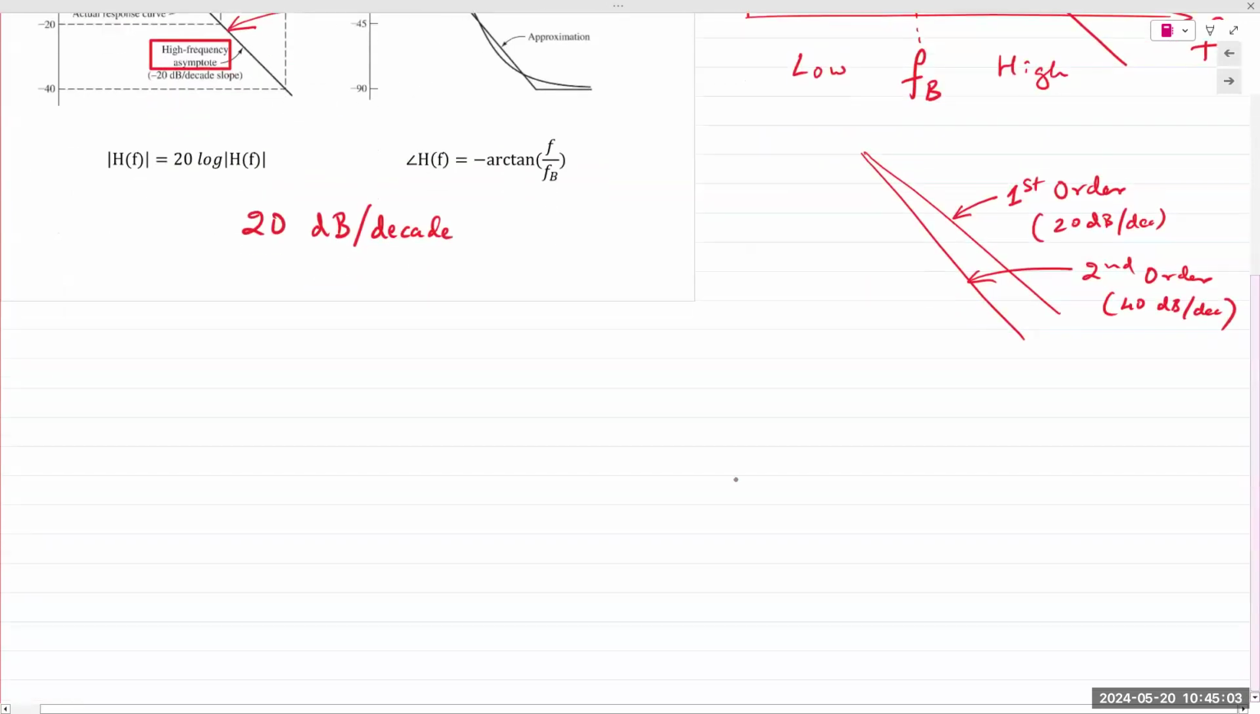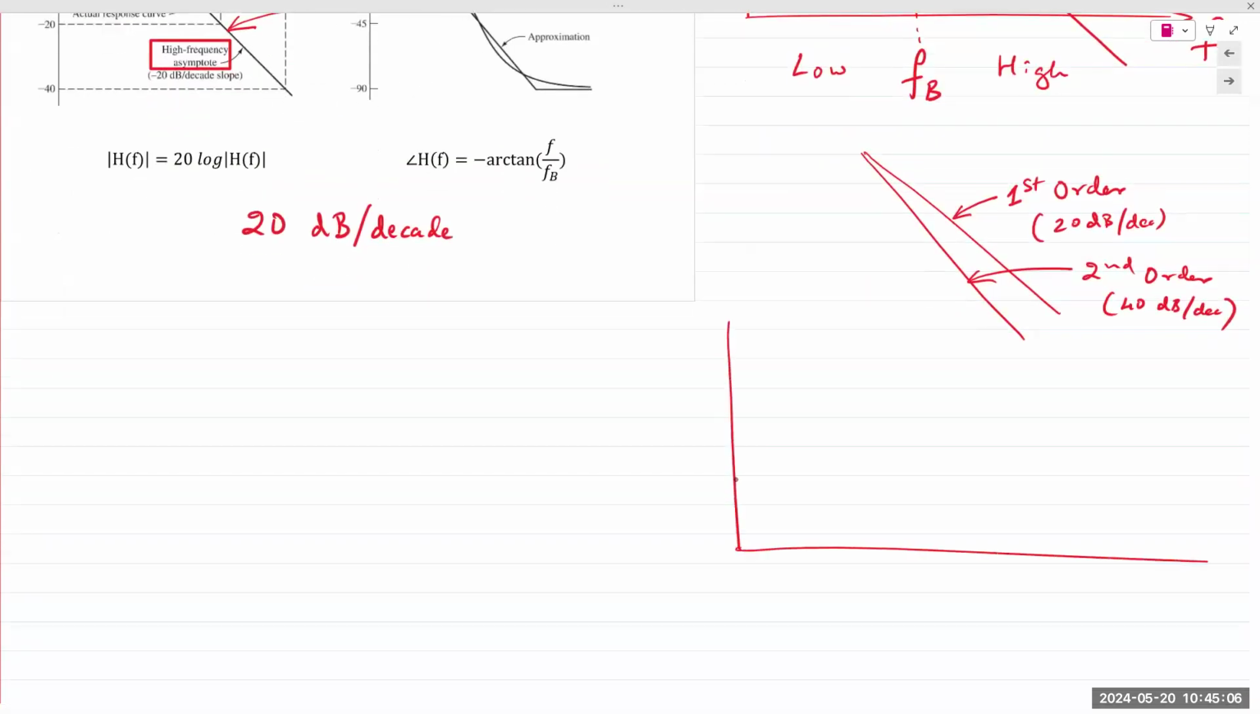So what would a Bode plot for a high pass filter look like? Let's say this is the break frequency, right? Break frequency. Frequencies on the left are low, frequencies on the right are high. A high pass filter would pass high frequencies. So the high frequency asymptote should be a flat line. Make sense? Right? High frequencies are passed. And then low frequencies are blocked.